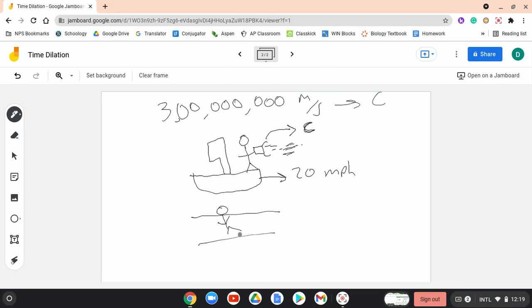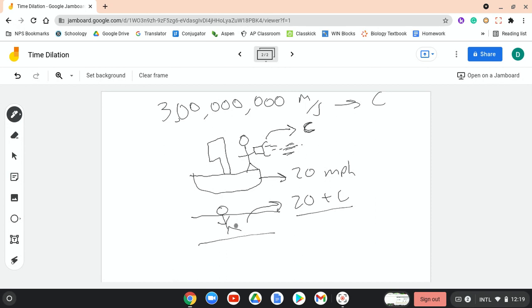And from our intuition from before, it would make sense that I would see the light coming out at 20 plus c miles per hour, because Ross is shining the flashlight and it's coming out at the speed of light, but the boat is moving at 20 miles an hour. So I should see it as coming out as 20 plus whatever the speed of light is. That's what our intuition tells us.